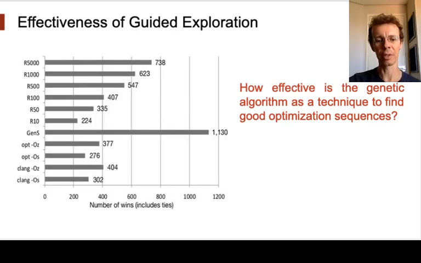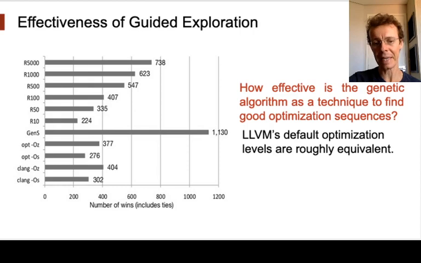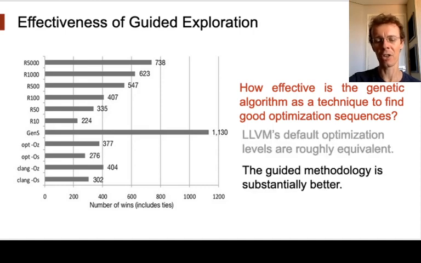This figure shows the number of times each method wins, including ties, in a universe of 1,500 programs. Our X here means drawing X random sequences of 100 optimizations per program. So for instance, R50 means drawing 50 random sequences of 100 optimizations. Thus, these results indicate that LLVM's default optimization levels are roughly equivalent to drawing 50 random optimization sequences of 100 elements each. In addition, the guided methodology is substantially better than random sampling.